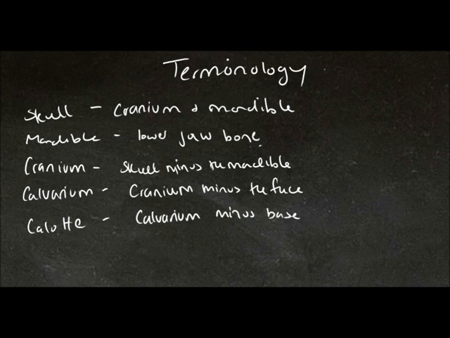So we have our skull, which is cranium and mandible. We have our mandible, which is just the lower jaw. We have our cranium, which is just the skull without the mandible. We have the calvarium, which is the cranium minus the face. And we have our calotte, which is the calvarium minus the base.